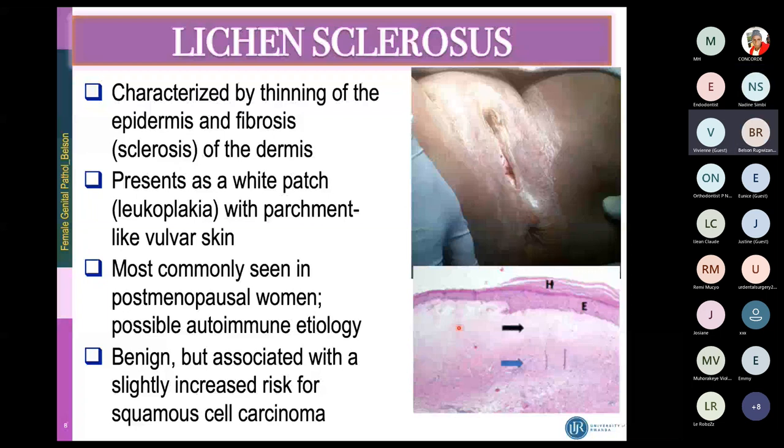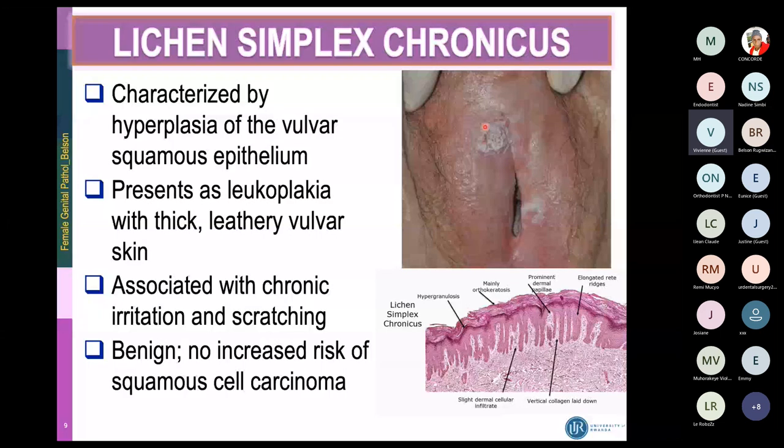Ikindi muzi nuko skin igomba kugira ibyo bita rete ridges. Aho usanga iri regera imeze nk'ibintu bifite imizi gutya. When the rete ridges are lost, you go to atrophy. And of course, the thickness of the epidermis here is small. So that's why here they concluded to the lichen sclerosus. And clinically, it is presented here.